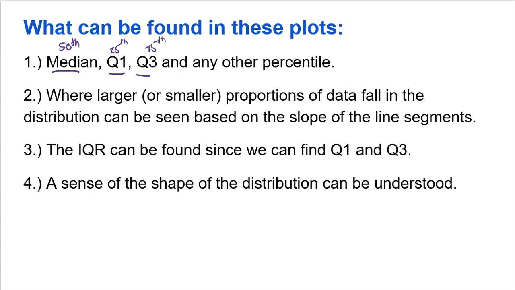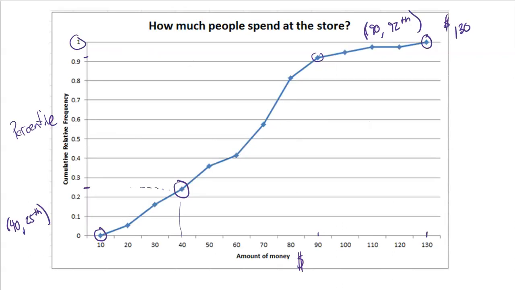Q3 is the 75th percentile, 75% below. So it looks like $40 was our Q1. Again, we matched that up. 25% of data was below it. That's Q1. The 75th percentile would be right about here.